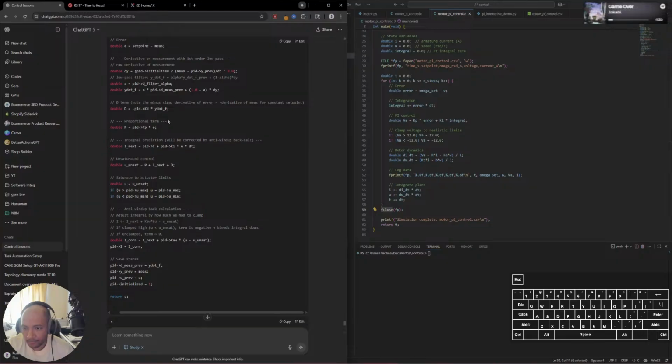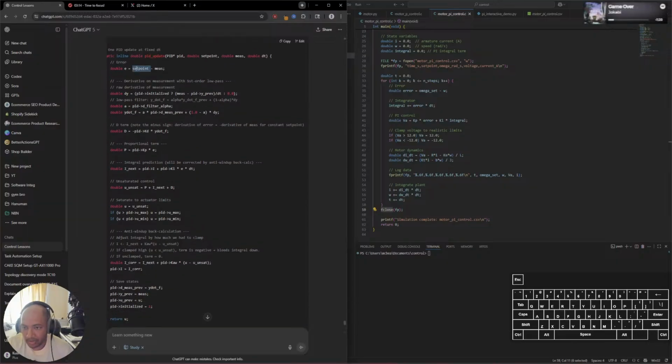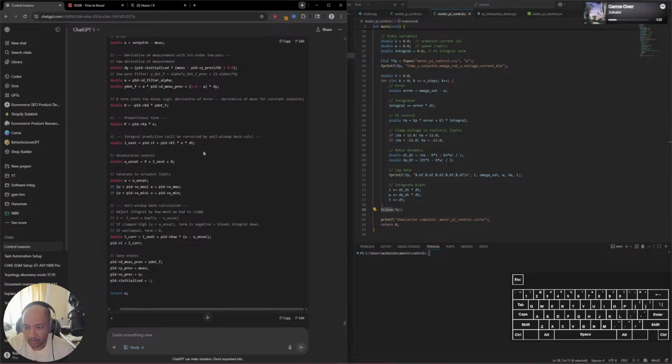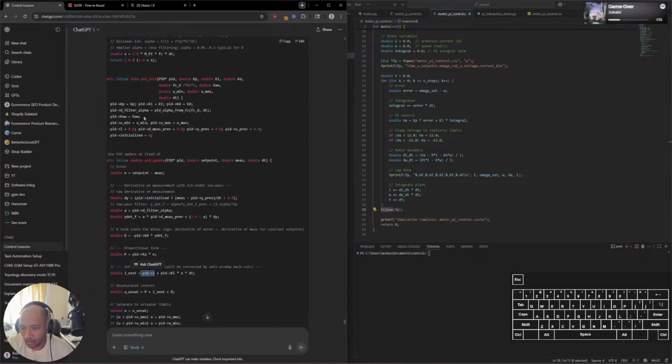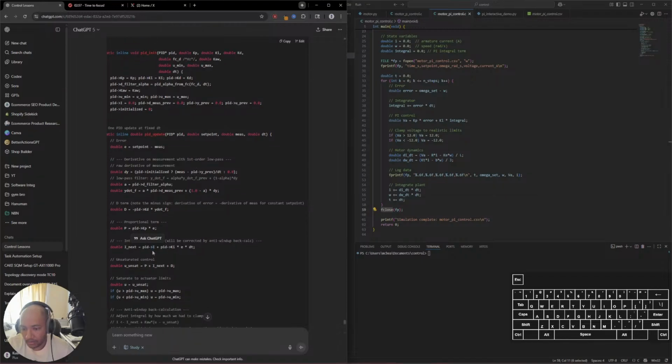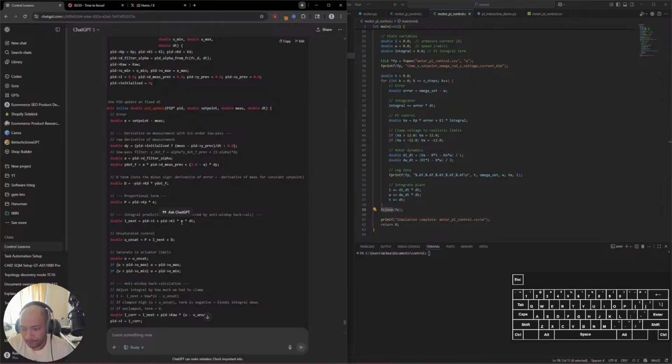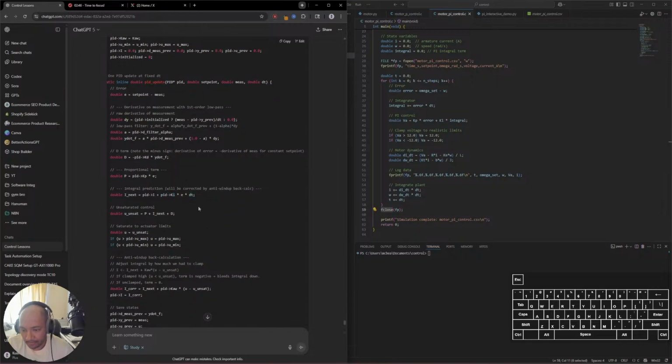Proportional term. This is gonna be big. It's gonna be like 100, I guess. So KP times E. And then integral prediction is going to be PID I, which is also 0, plus KI times E times DT. E is going to be 100, PID KI, whatever number that is, times DT.